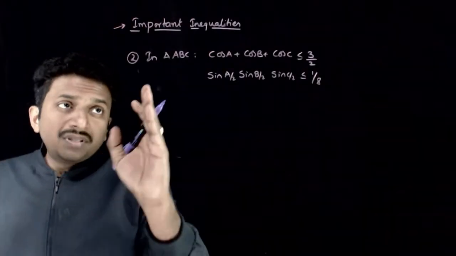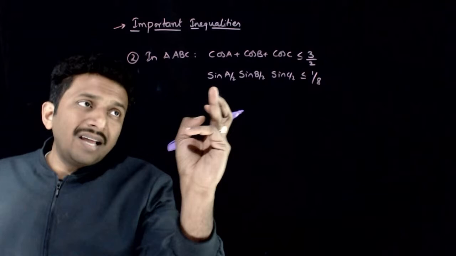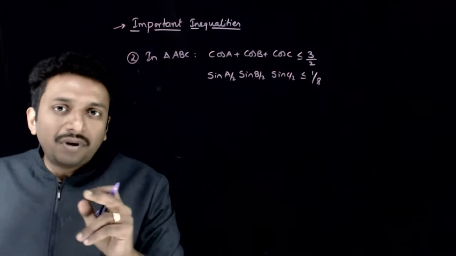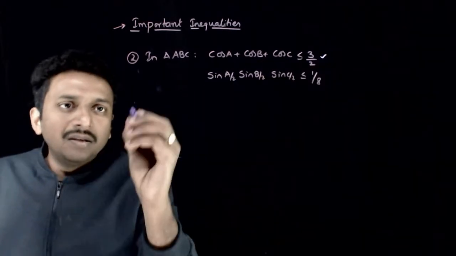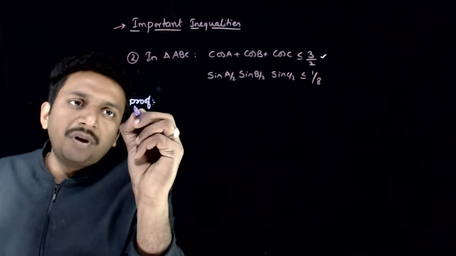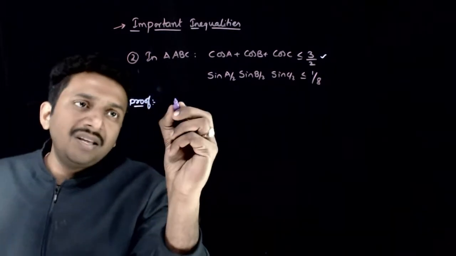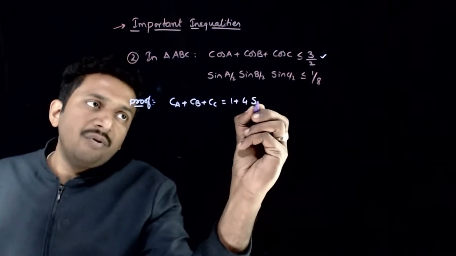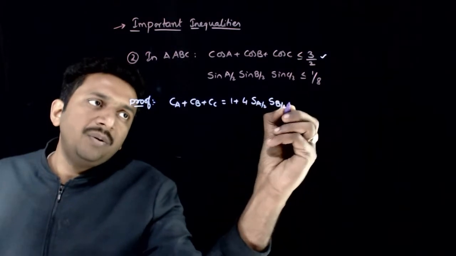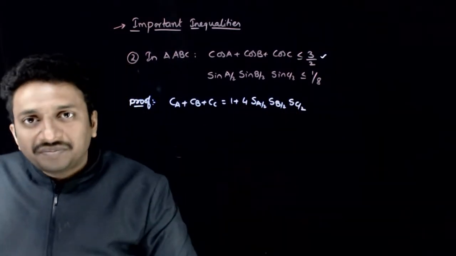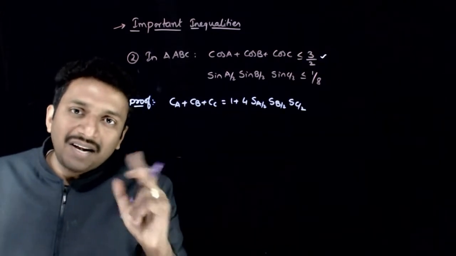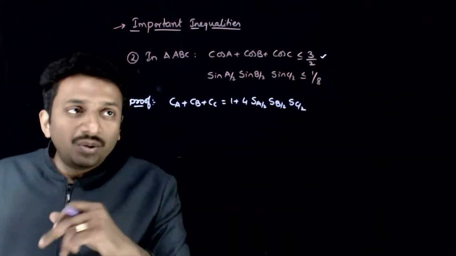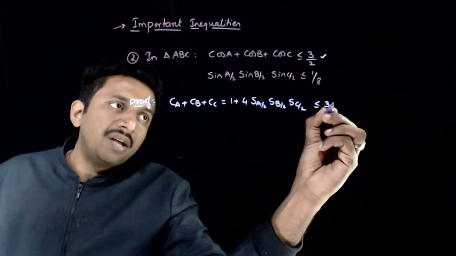So the next identity that we're going to see is that in a triangle ABC, sine A/2 into sine B/2 into sine C/2 is less than or equal to 1 by 8. This is also very straightforward if we have already proved this. Because we have seen in the topic of conditional identities that in a triangle ABC, cos A plus cos B plus cos C is equal to 1 plus 4 sine A/2 sine B/2 sine C/2. So this is a very standard conditional identity for a triangle ABC. Now we have seen that cos A plus cos B plus cos C is less than or equal to 3 by 2.